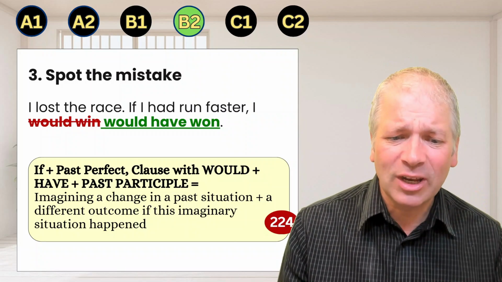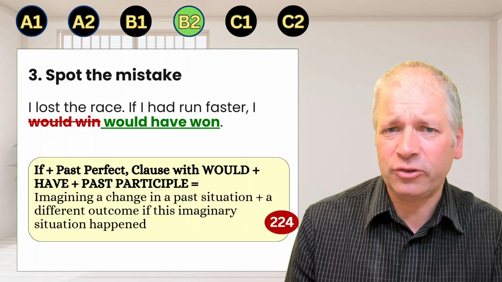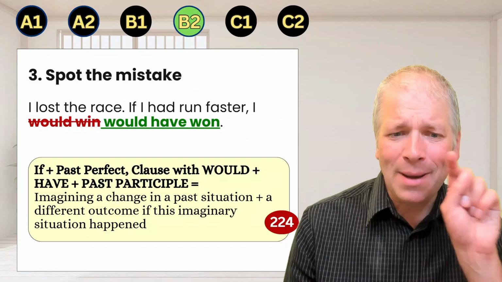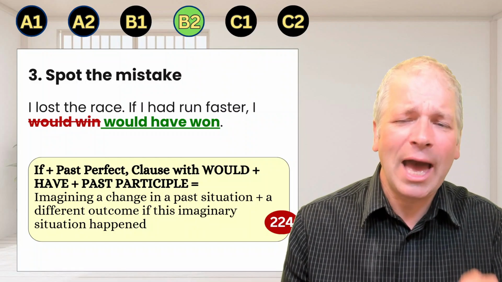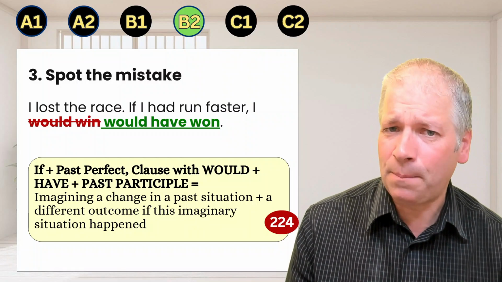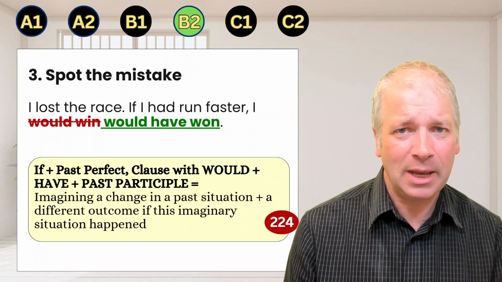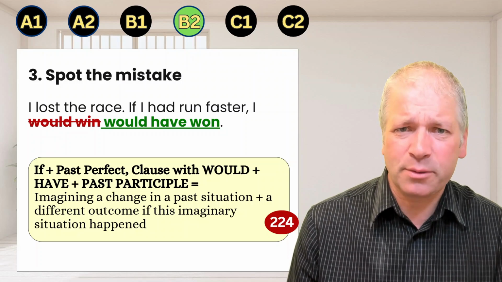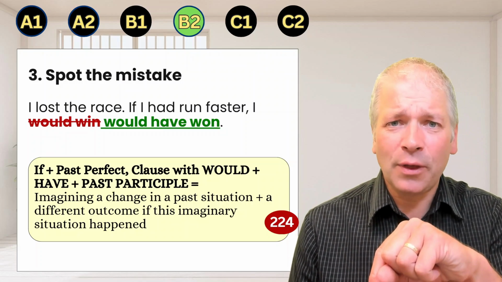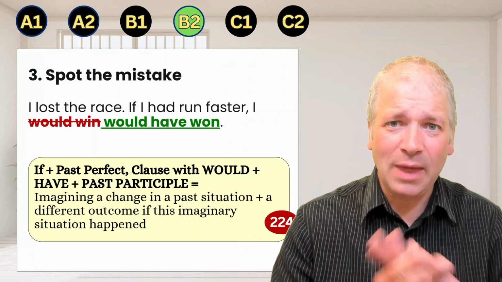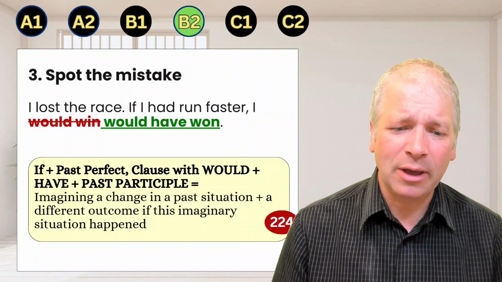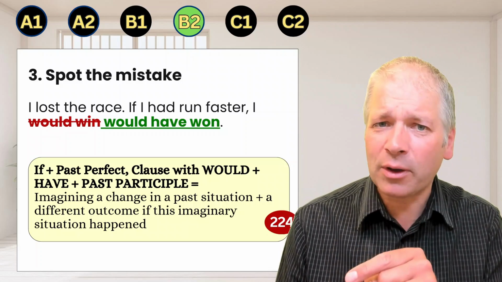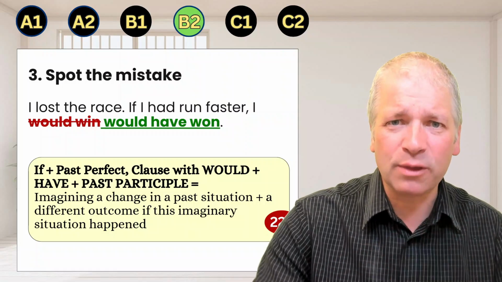But we are imagining a change in a past situation. What if things in the past were different? And we are imagining, well, maybe if I had run faster, this could have been different in the past. I didn't run faster in the past because I didn't win the race. But if I had run faster, here's the outcome that was different should that be true. There would have been a different outcome if this imaginary situation happened. If I had run faster, the different outcome, I would have won. And we call this the third conditional.